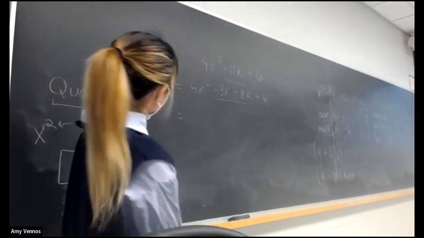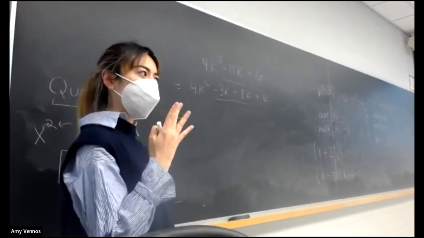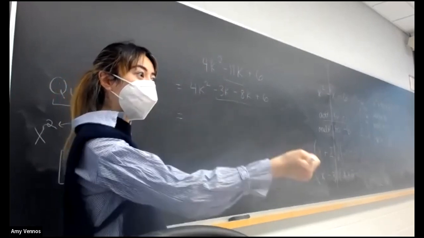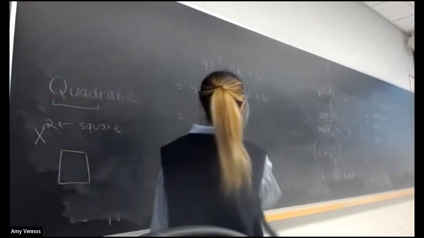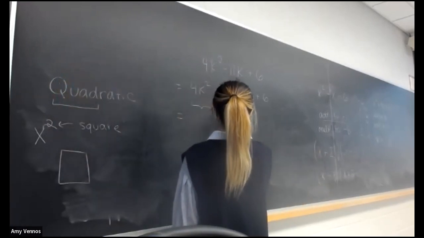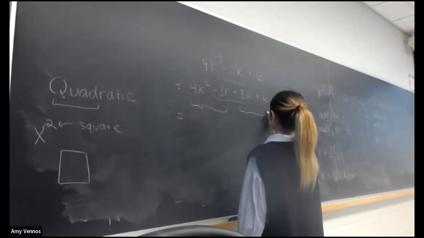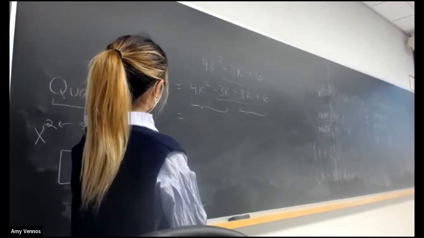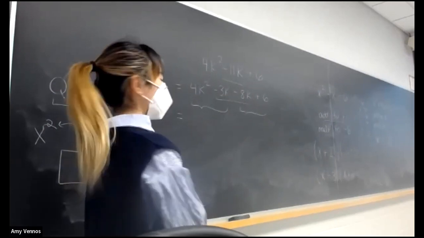Well, now I have a polynomial that has 4 terms. What is that a sign that I need to do here? Factor by grouping. Good, good. So I'm going to group the first 2 terms and then the last 2. Okay. What do 4k squared and -3k have in common?